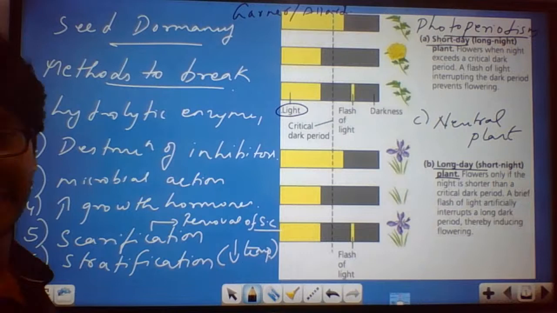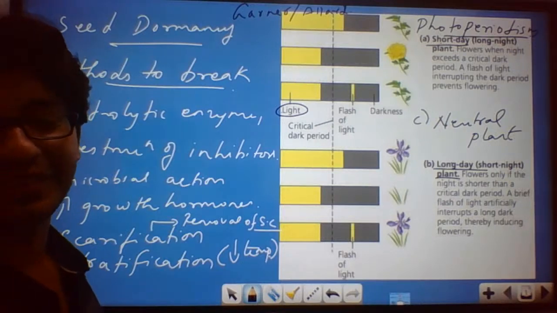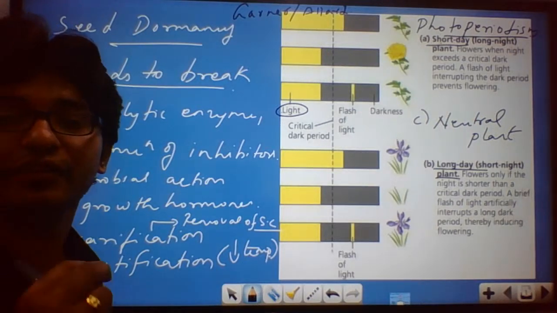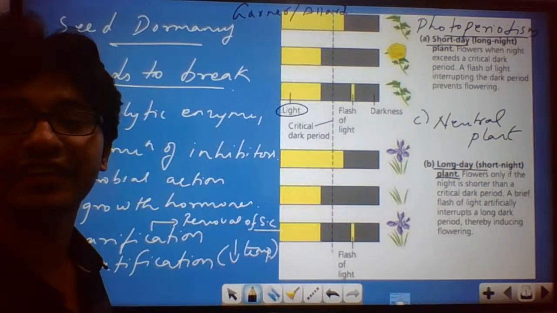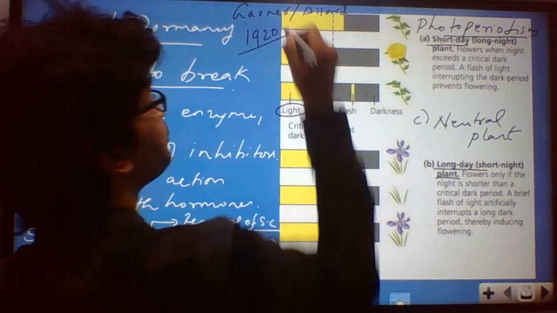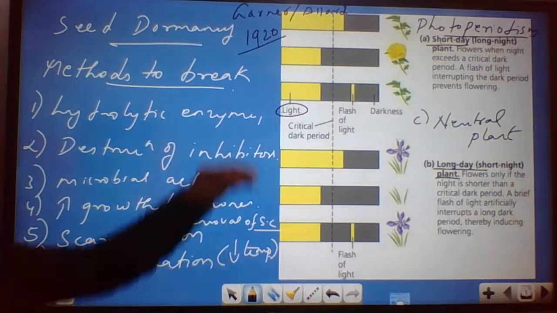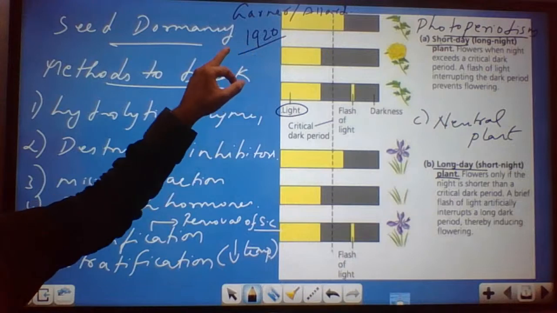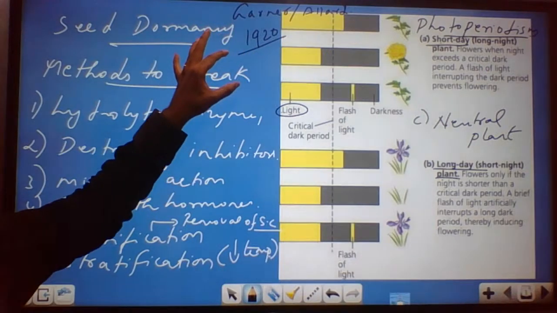Okay, so very good, Rubina. It's the year 1920. You're very specific, because I gave you the privilege of giving the years. So 1920 is the year when Garner and Allard proposed photoperiodism.